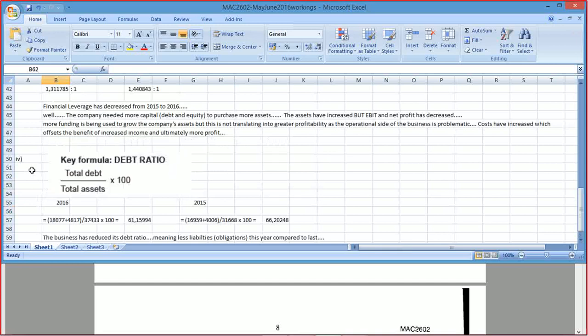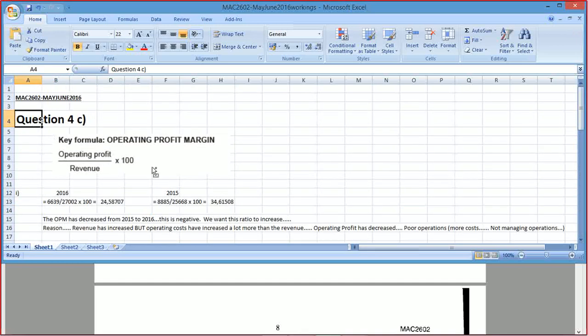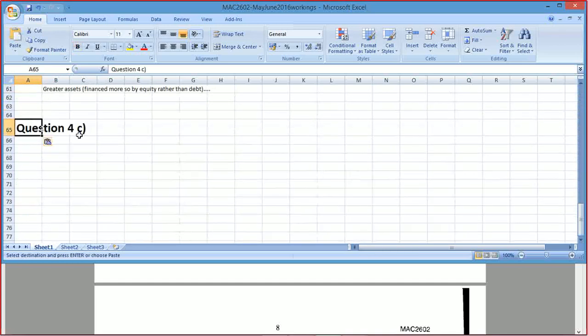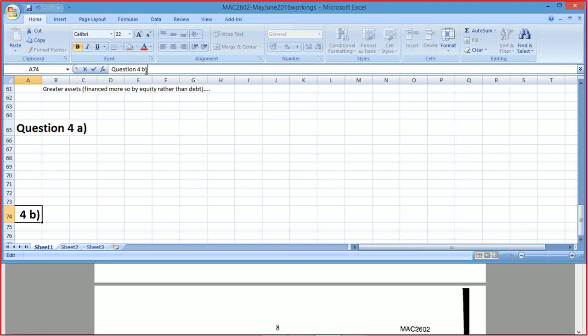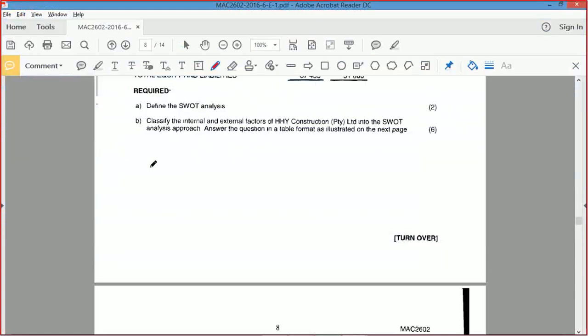Let's go back to those two theory questions, just to answer them and to finish question 4. A and then B. Okay, obviously B is looking at the actual classification of the different internal and external factors. A is defining the SWOT analysis. Okay, so we know SWOT analysis is looking at strengths, weaknesses, opportunities, and threats. That's all it is. Okay, it's theory that comes out of your textbook.